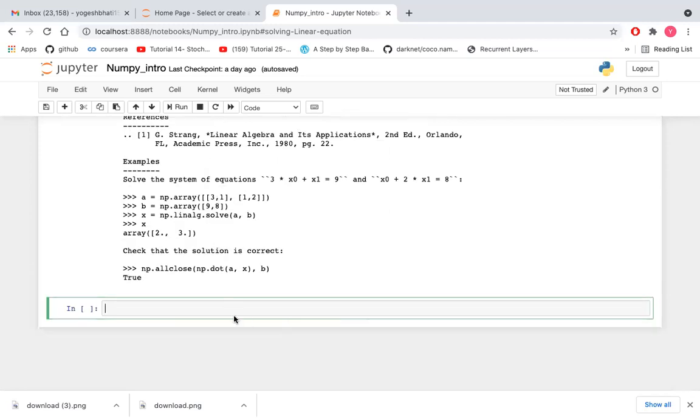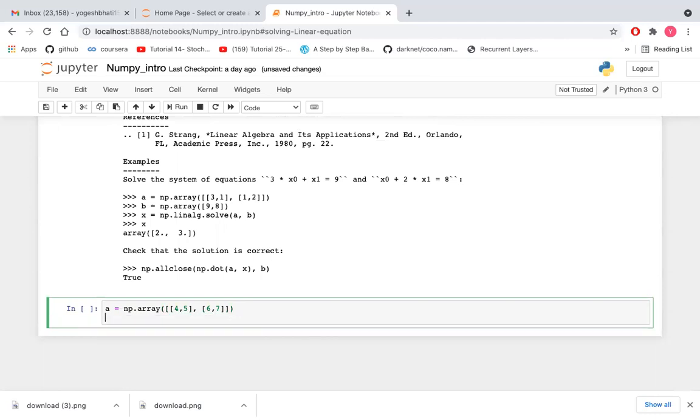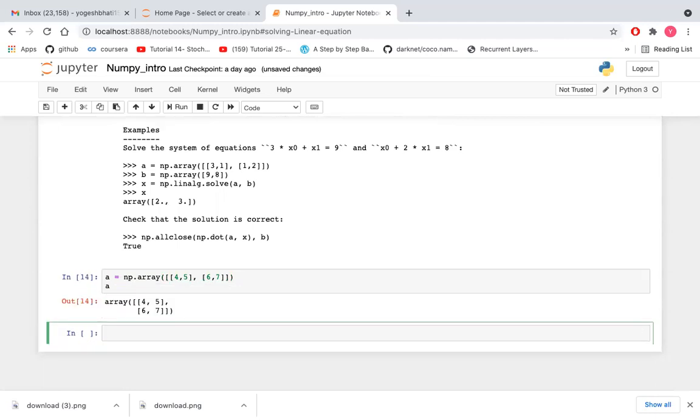So how will it work? Let's understand by using some example. Let's create two matrices with np.array: 4, 5, 6, 7. Okay, this is how we create a matrix or array by using np.array.